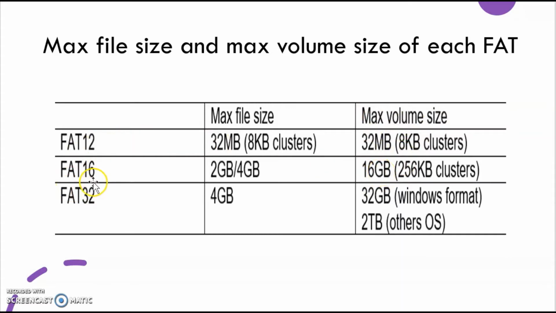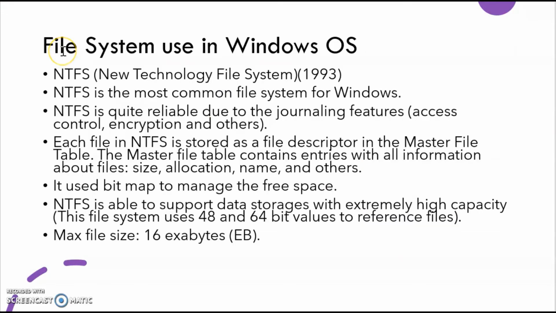For the FAT32 version, it can store a 4 GB maximum file size. And also the maximum volume size for the Windows format FAT32 would be 32 GB, and 2 TB for other OS such as Linux or HFS Plus.